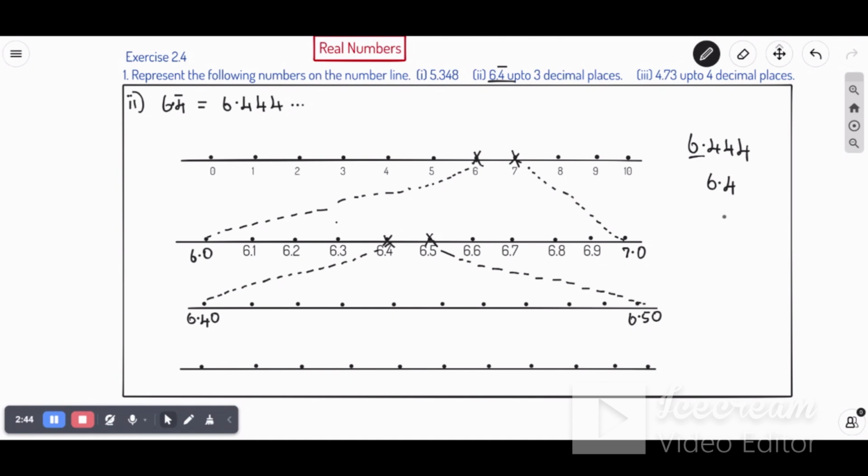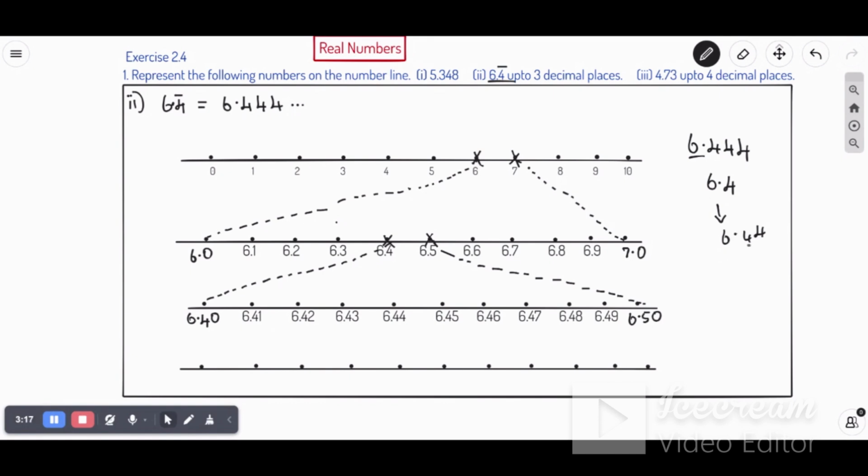What is your next step? Once you are done with this, we have to move to the next digit. 6.44. Okay. So what you have to do is fill all the in between numbers. 6.4 is 6.40, expanded to the next digit. So let me start filling the next numbers. So I have filled up all the numbers. 6.40, next number will be 6.41, 42, 43 until 49 and then will be 6.50. So I am done with this.